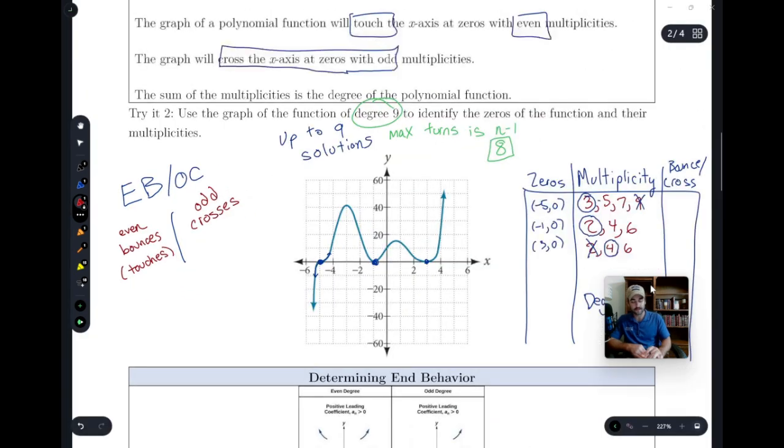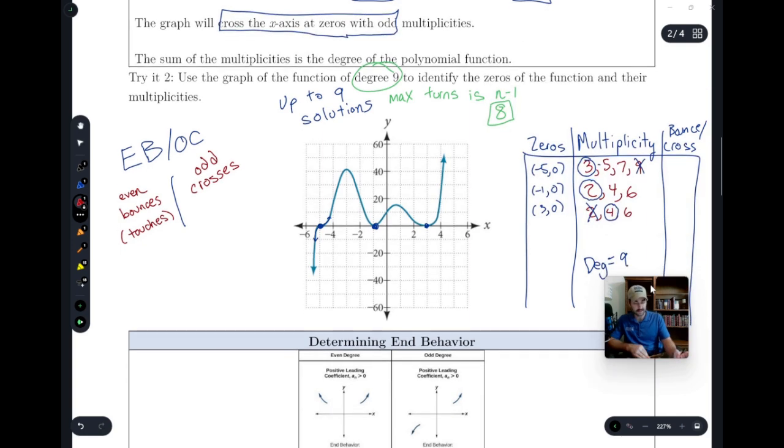And so we can look at the first function and we can say, oh, it crosses the x-axis. So it's odd, so it crosses. The second one is even because it's 2, so it bounces. And the third one is even, so it bounces. And that is what happens if we look at the graph.